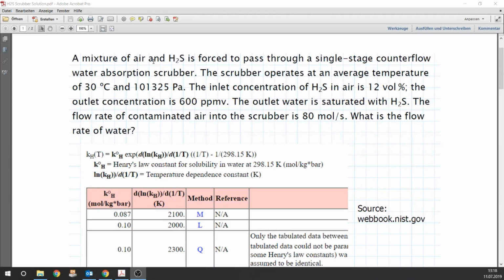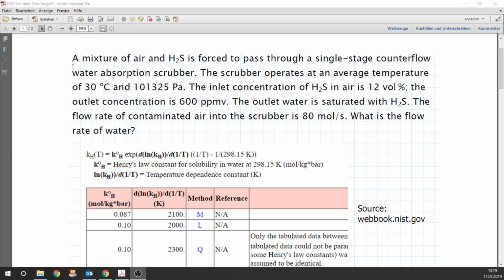In this problem, we're given a mixture of air and H2S gas and told that it's contacted with water in a scrubber. We have the temperature and the pressure. We have the inlet concentration of H2S and the outlet concentration of H2S. We're told that the water is saturated with H2S. And we have the flow rate of air into the scrubber and should determine the flow rate of water.